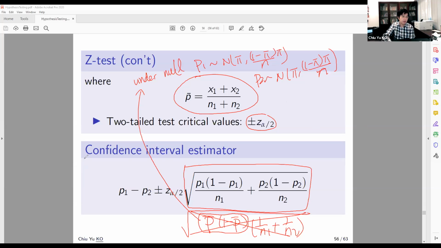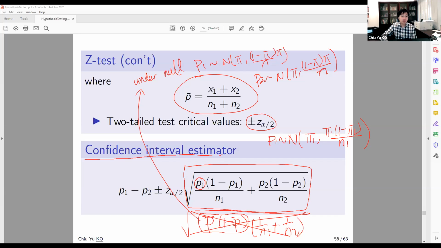But for the confidence interval estimator, we don't make such an assumption. So that's why we have to use something different. Instead we have p1 as normal with pi 1, pi 1 times 1 minus pi 1, over n1. So you estimate pi 1 by p1, and the same goes for the rest. That means we no longer have this assumption, so we cannot combine.